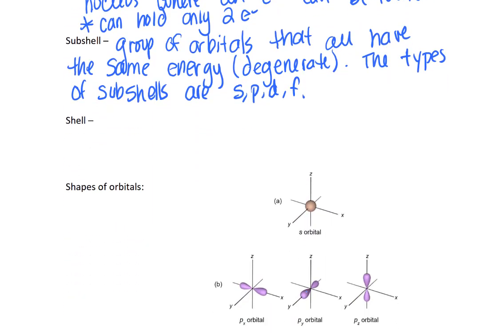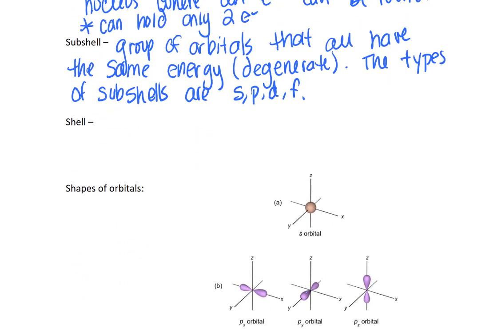So, a shell can also be referred to as an energy level. So that would be N that we've seen before. This would be the energy level where the electrons are. Sometimes this is also referred to as the principal quantum number, which we'll get to later when we talk specifically about quantum numbers. So let's look at some shapes of orbitals.